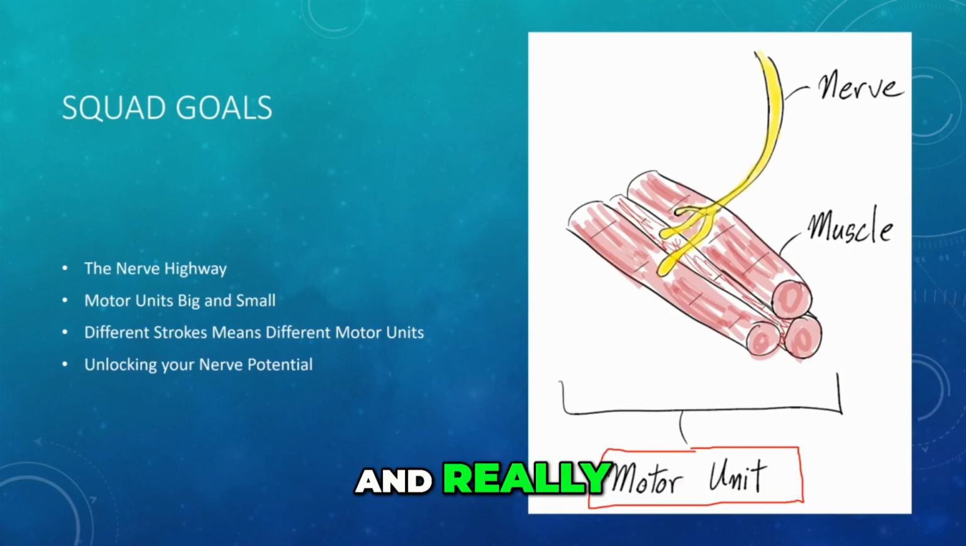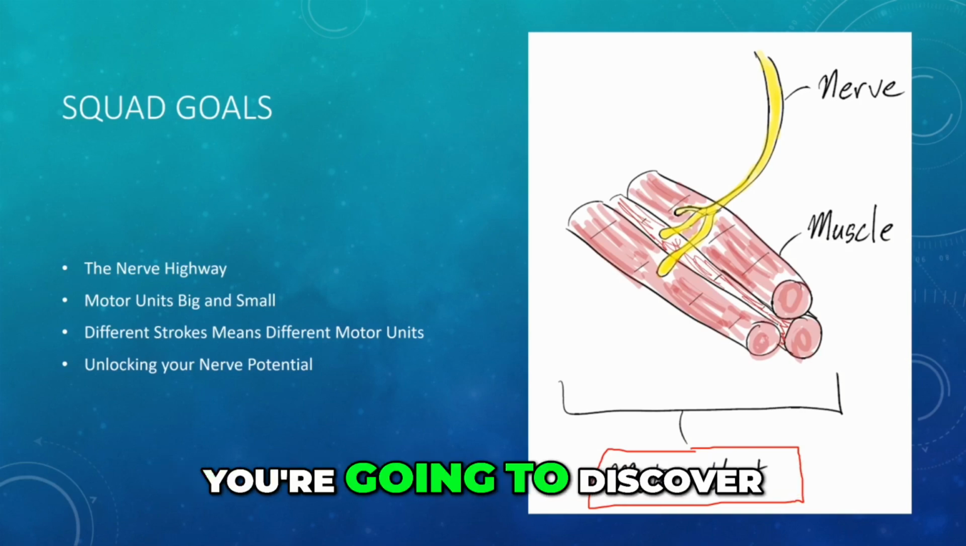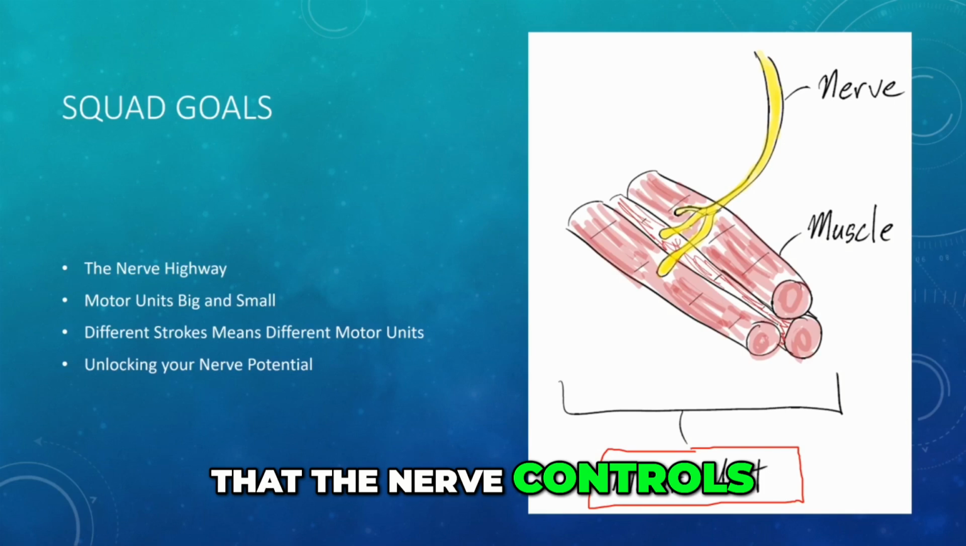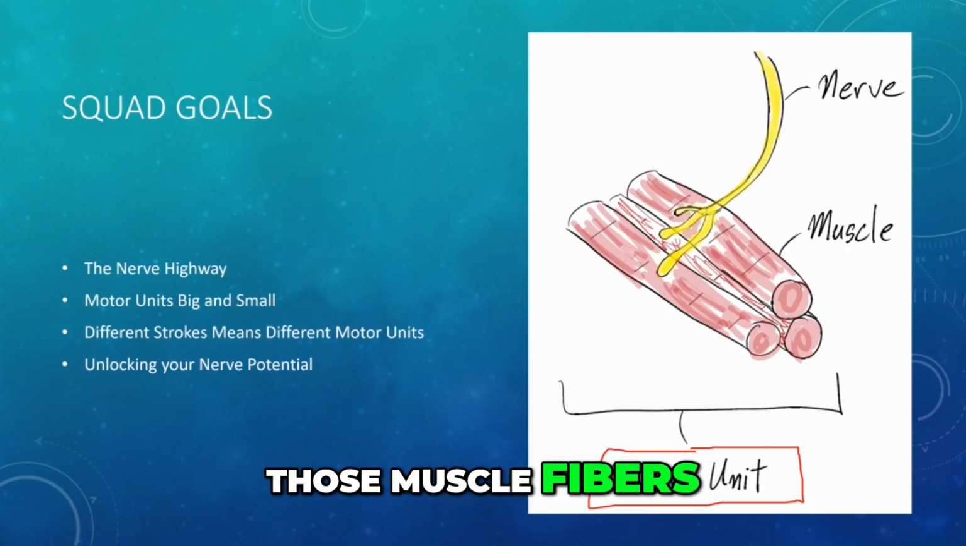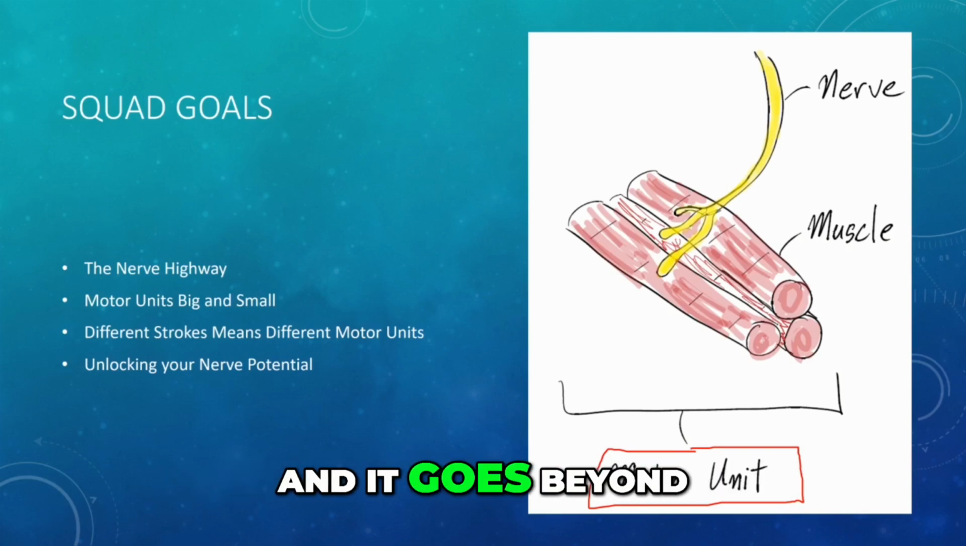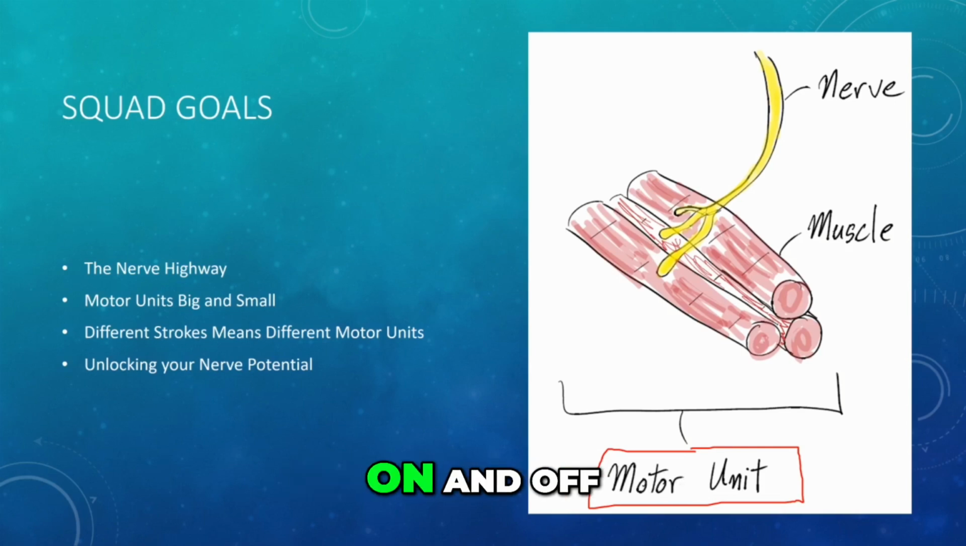And really, as we go through this talk, you're going to discover that the nerve controls just about everything about those muscle fibers. And it goes beyond just when to turn on and off. It actually controls what those fibers are.